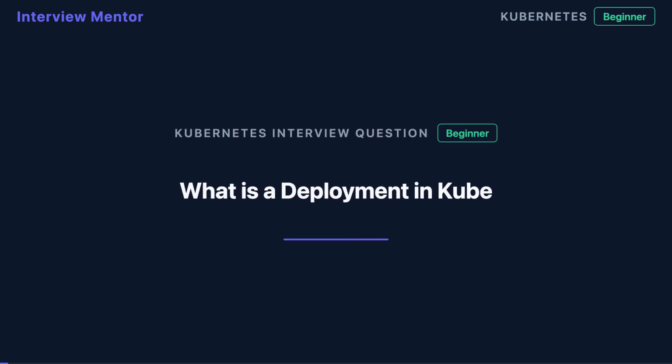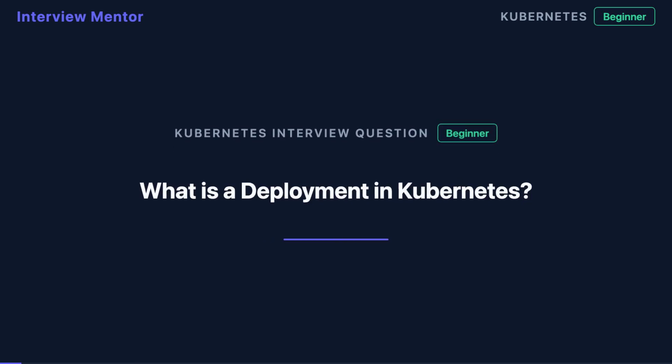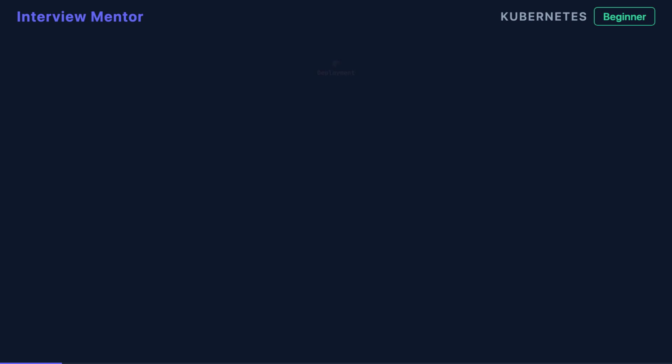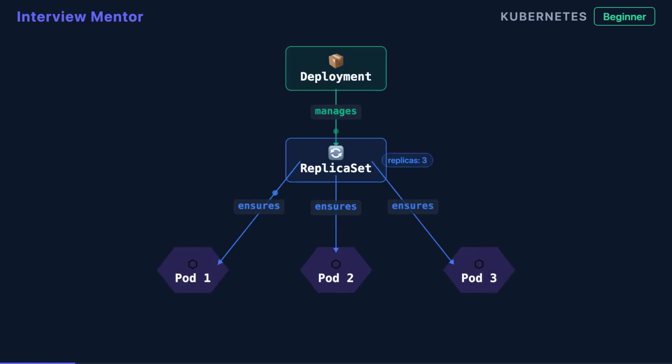Imagine deploying an app update and having to manually restart each pod one by one. Sounds painful, right? That's exactly why Kubernetes deployments exist. A deployment is a Kubernetes resource that manages replica sets, which in turn manage pods. Think of it as a three-tier hierarchy.